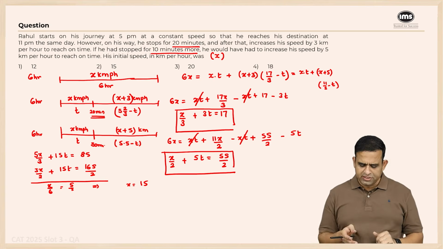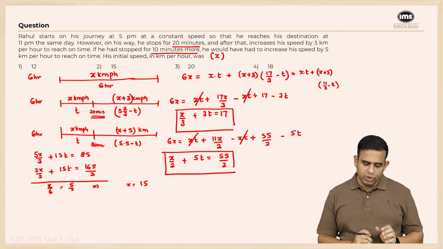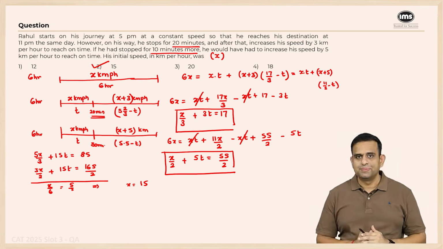You can, let's say, put x as 15 and you can find the value of t also from here. So t will come out to be equal to 4, is what you will check, but x will come out to be 15. So option number 2 is the required answer.